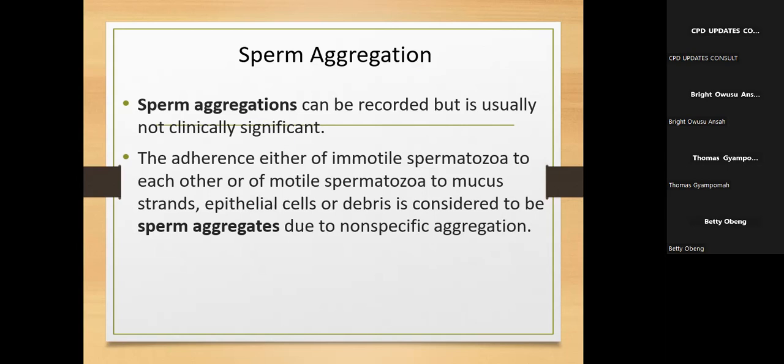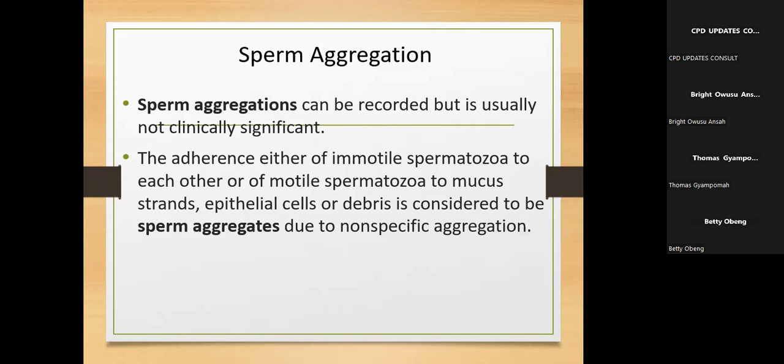So what it means here is that sometimes you can get some debris somewhere, and even if there are motile sperms, they get themselves entrapped within the debris. So if you have even live sperms entangled with some debris or with some other cells, that is an aggregation. Or sometimes all the cells will have been dead and they have been also entrapped by some other non-spermatozoa cells. These are all aggregates. You can report them as aggregates, but they are clinically not significant.